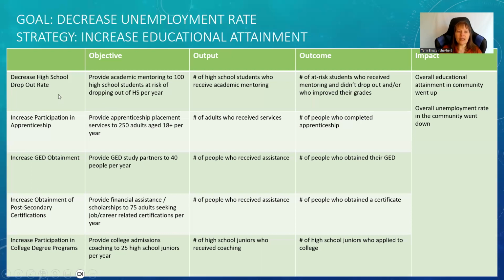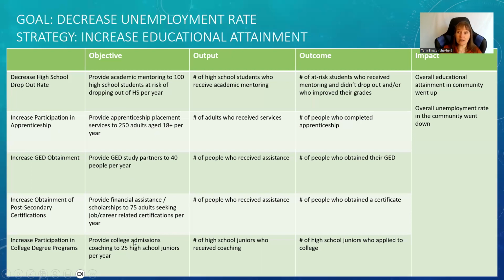Now, for each of these strategies, we have an objective, which is that breakdown, that micro step towards achieving the goal. So right here, we want to decrease the high school dropout rate, and we're going to provide academic mentoring to 100 high school students at risk of dropping out per year. That's our objective. For increasing apprenticeship, we're going to provide apprenticeship placement services to 250 adults aged 18 plus each year. We're going to provide GED study partners to 40 people per year, provide financial assistance or scholarships to 75 adults seeking job or career-related certifications per year, and provide college admissions coaching to 25 high school juniors per year.